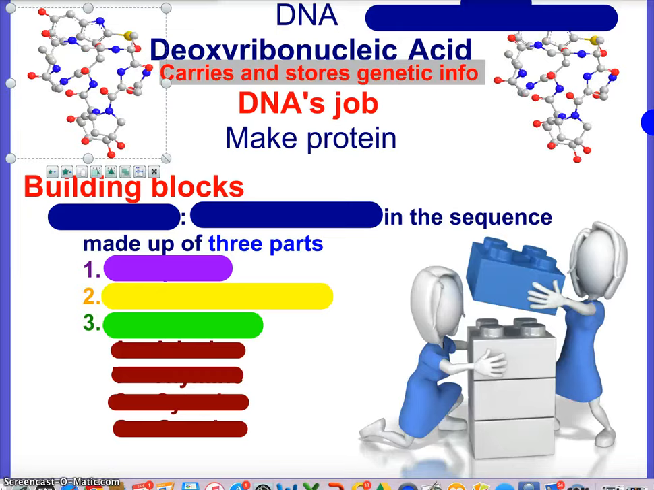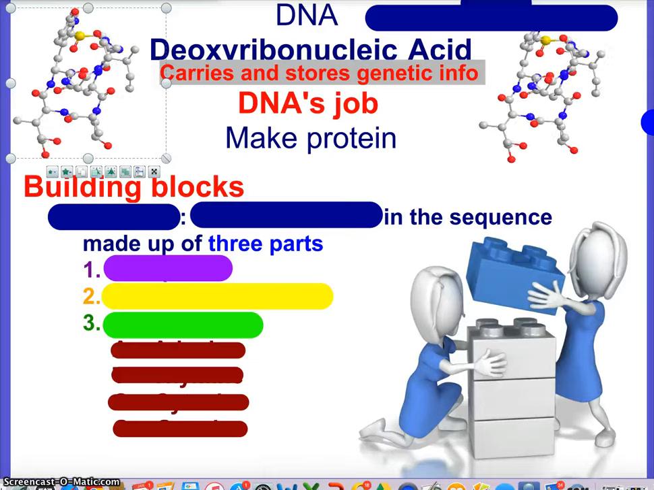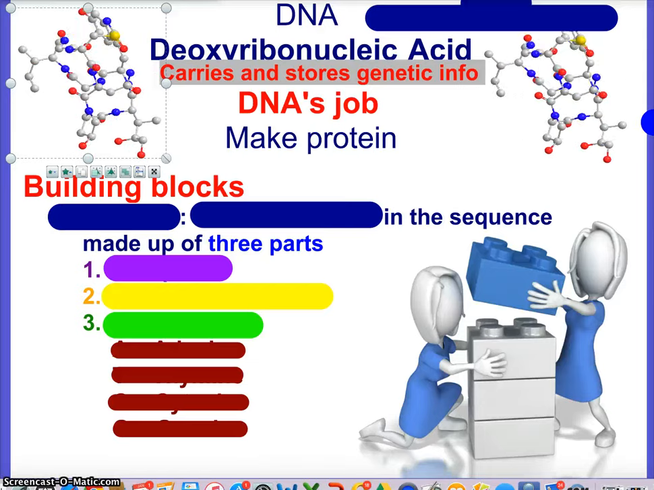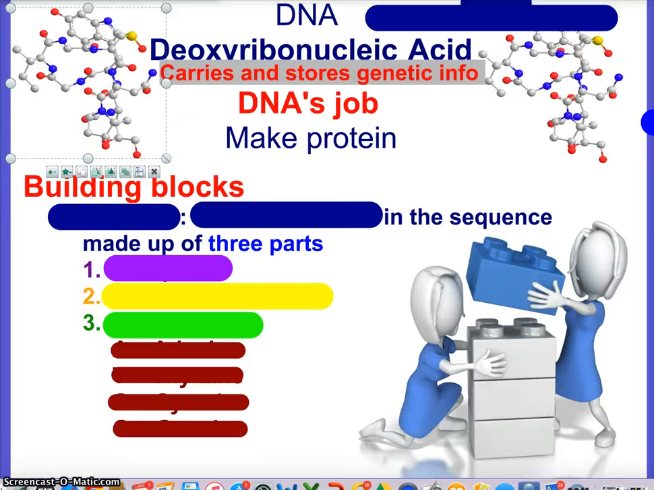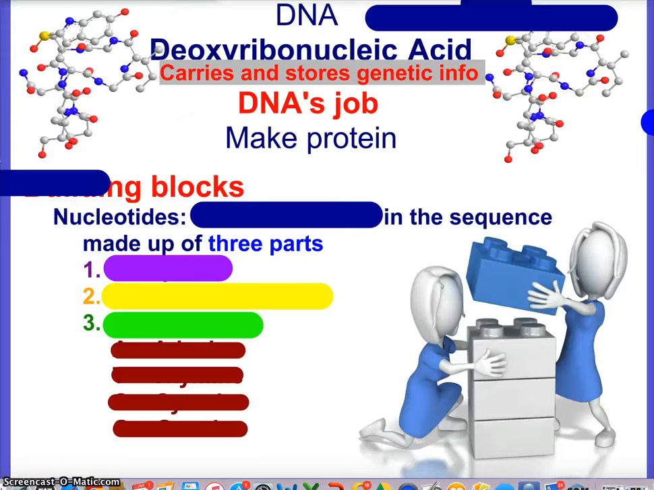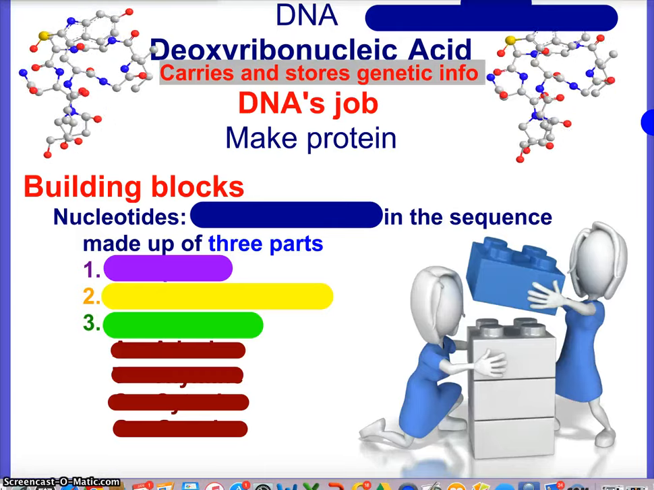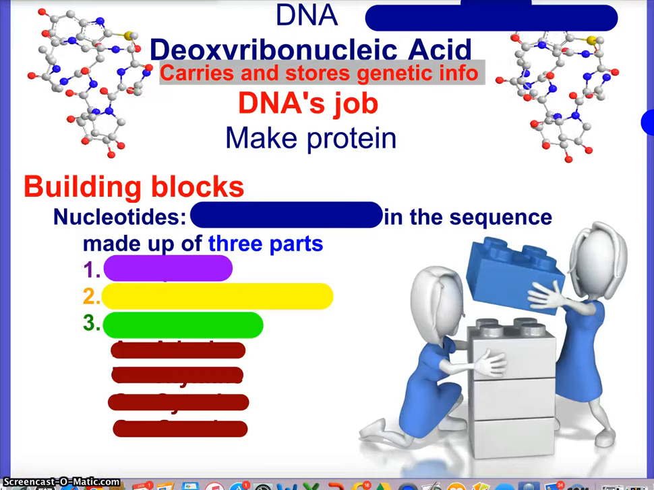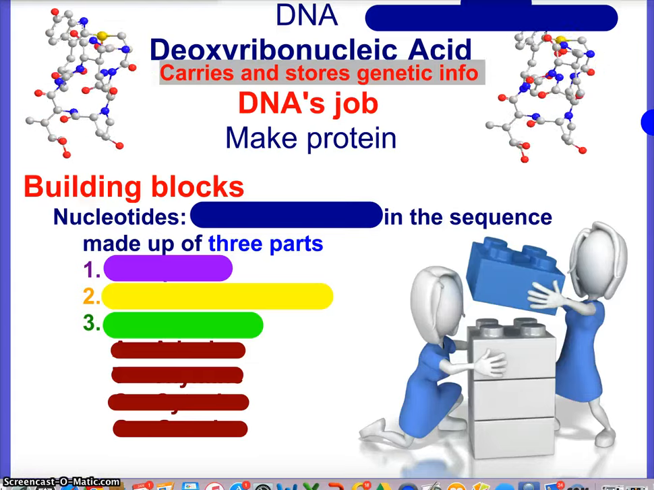You had to tell me the composition of DNA, which is made up of 3 main parts. But those 3 parts have a name. Anybody know what that name is? Nucleotide. Good. So the building blocks, remember when we did carbs, lipids, and proteins? DNA is the 4th organic compound of life, which we leave to do on its own.